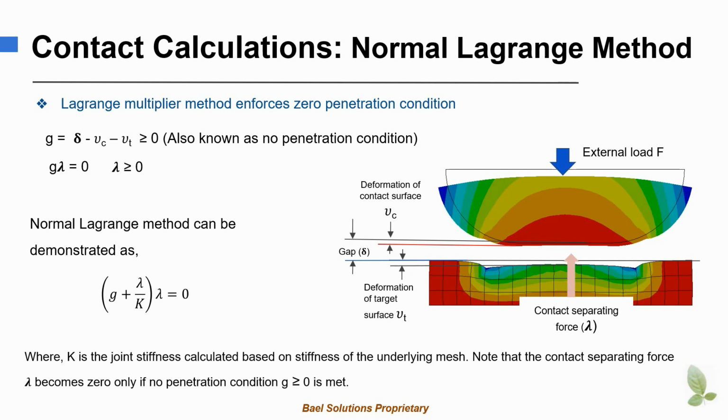When gap G is positive, separating force lambda has to be 0 to meet this condition. When the gap is negative, an appropriate separating force is generated. Note that zero penetration, or G equal to 0, is possible with finite values of K. Even considering the numerical limitations, a near zero penetration is always maintained in the contact pair.